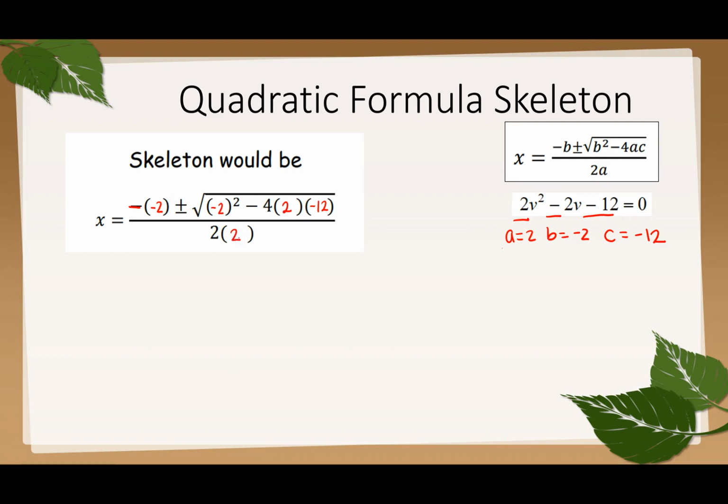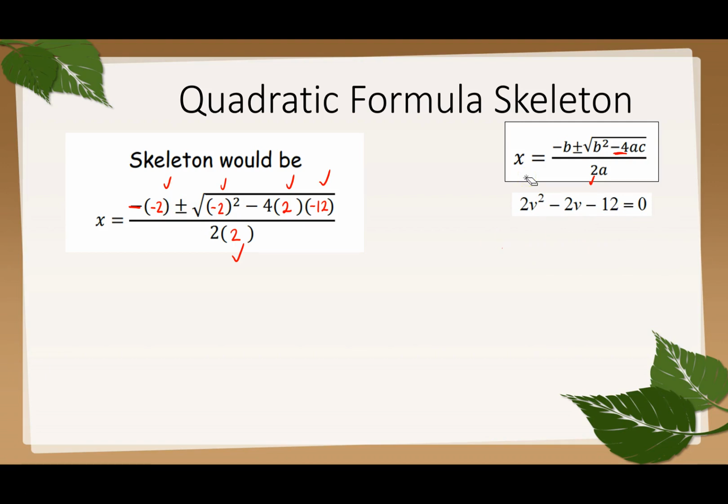So let's just summarize this. Everywhere I saw a B, which was here and here, I put a -2. Everywhere I saw an A, here and here, I put a +2. And then where I saw that C, I put in my -12 right there. And the rest of it is just going to be the same in every single problem. Like we're always going to have that 2, we're always going to have that -4, we're always going to have that plus or minus.